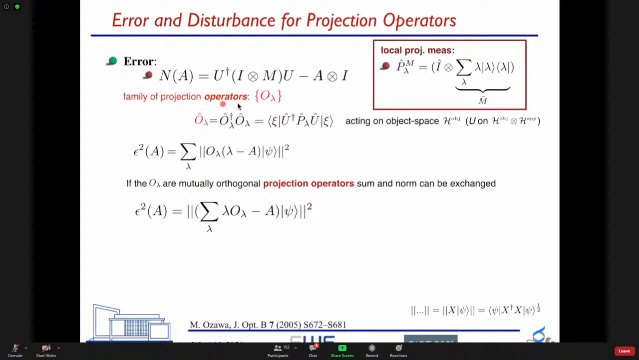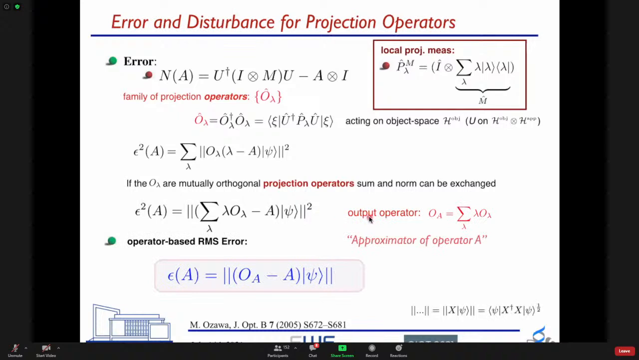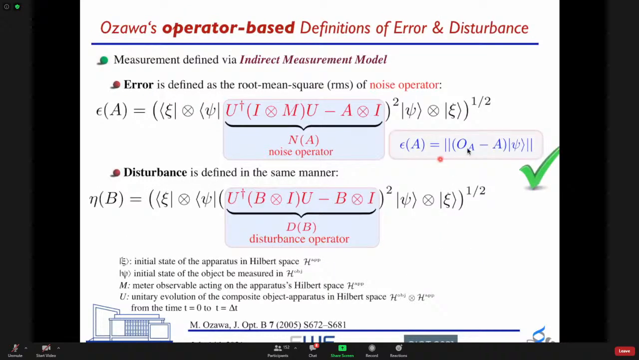And in the case of our thing, if these measurement operators are orthogonal projection operators, then we can exchange summation and norm. And in this case, we find a very compact expression for the operator-based root mean square error, which is simply the difference between the so-called approximator, which is called OA, which you can see here. It's the decomposition of our measurement operators minus our observable E. And with this, we have a valid definition of the error of a quantum measurement expressed in terms of operators. And that's why this is called the operator-based root mean square error, as you see here.